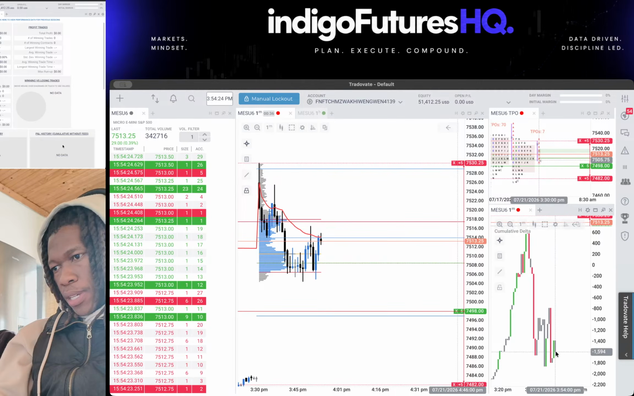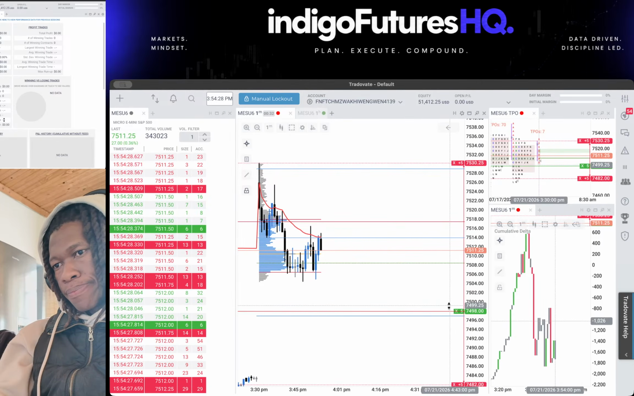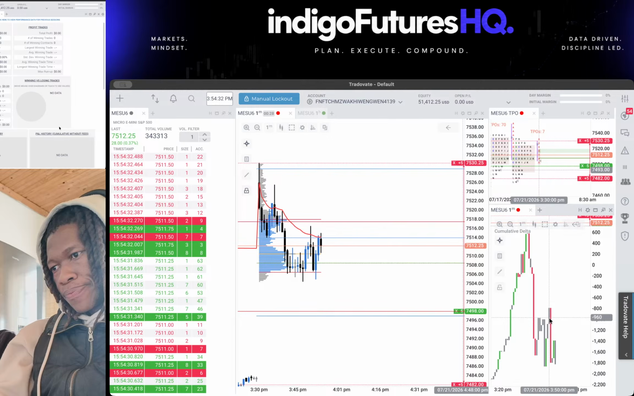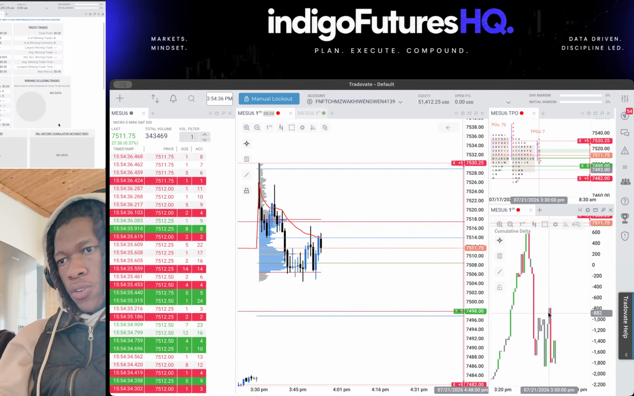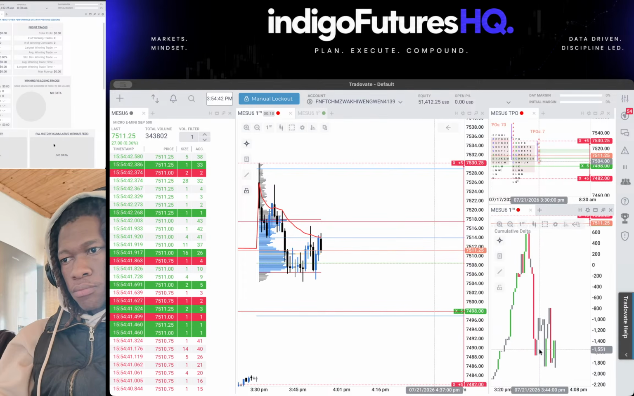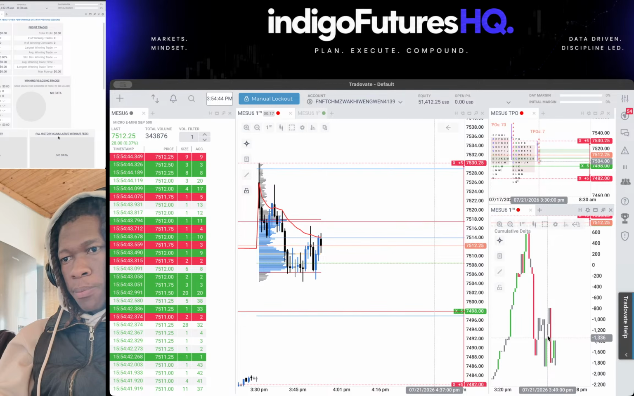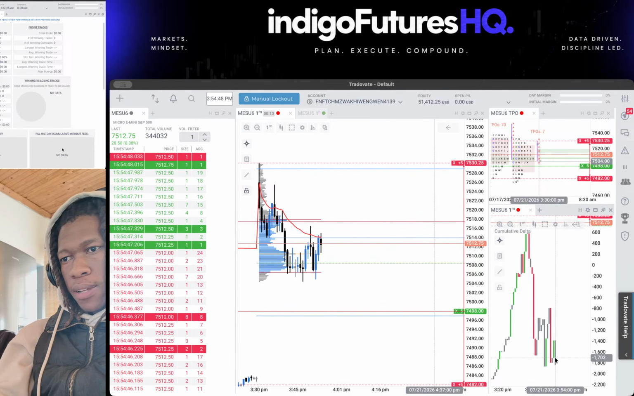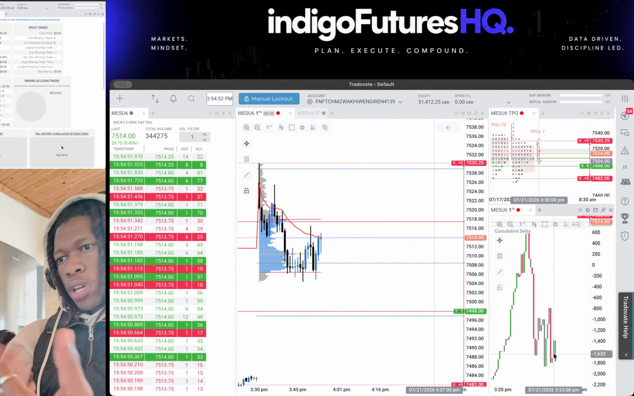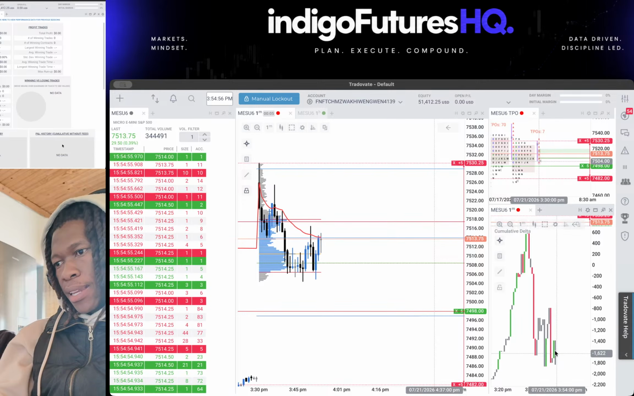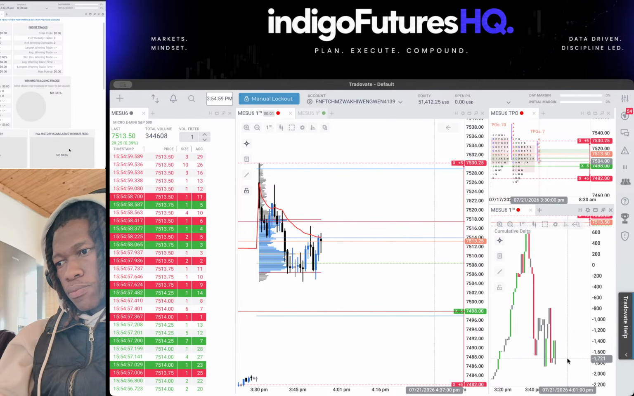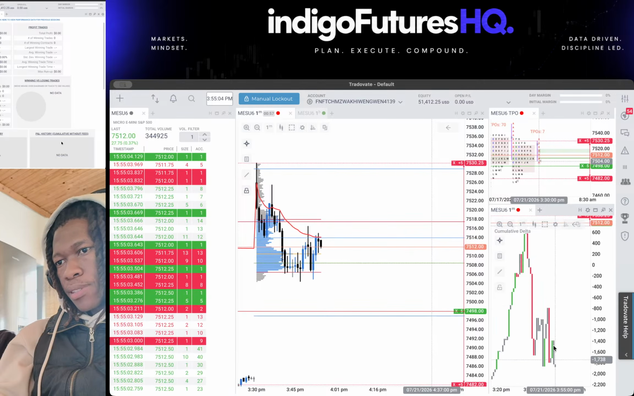CVD doesn't really show any support for these breaks. I mean, it did have some moves up, not really strong, which were forced down, and this is our most recent move up. So unless this changes somehow, but you can see there is strong selling coming in.